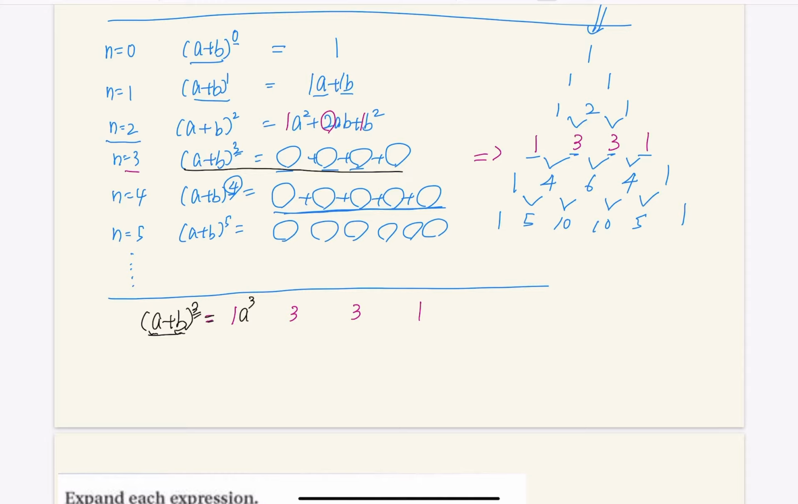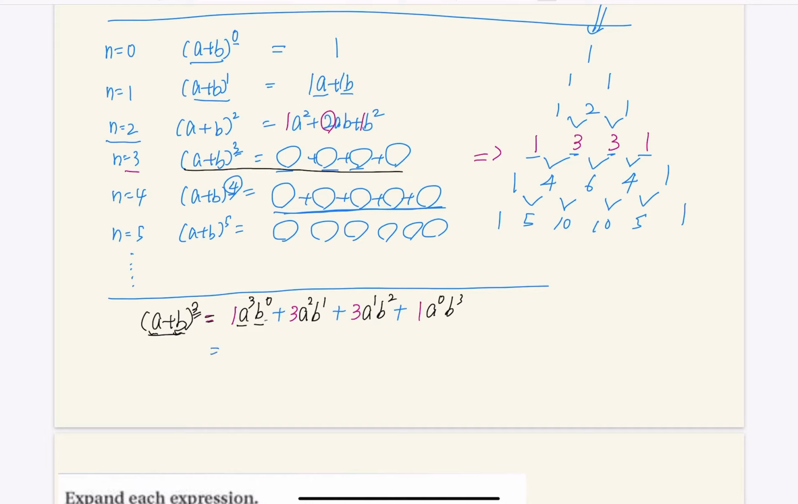After the first term, the degree of a is decreasing. So a to the third power, a to the second power, a to the 1 power, a to the 0 power. But for the second term b, we start with b to the 0 power, and the powers of b should be increasing: b to the 0 power, b to the 1 power, b to the second power, b to the third power. And then to connect two consecutive terms, you always use addition.